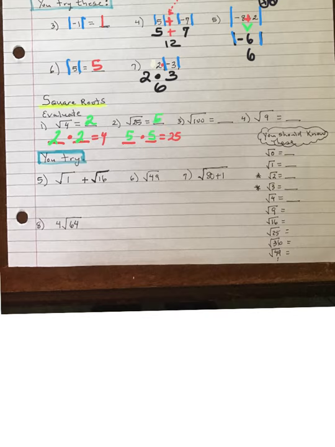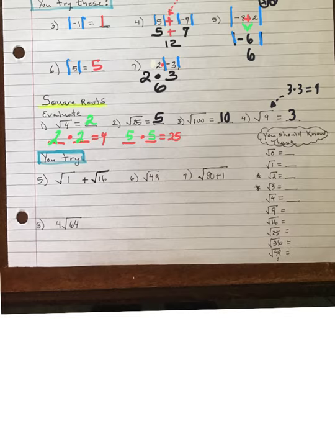Square root of 100, I'm going to use a different color because that's not really showing up. The square root of 100 would be, 6 times 6 is 36. Nope. 7 times 7 is 49. Nope. 8 times 8 is 64. Oh, 10 times 10 is 100. So the square root of 100 is 10. Square root of 9, 2 times 2 is 4. Nope. 3 times 3 is 9. Therefore, the square root of 9 is 3.